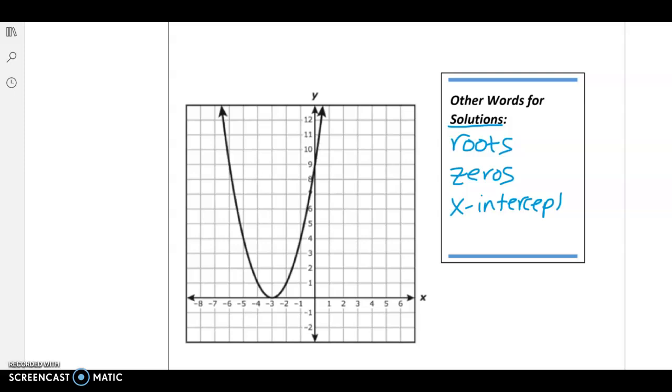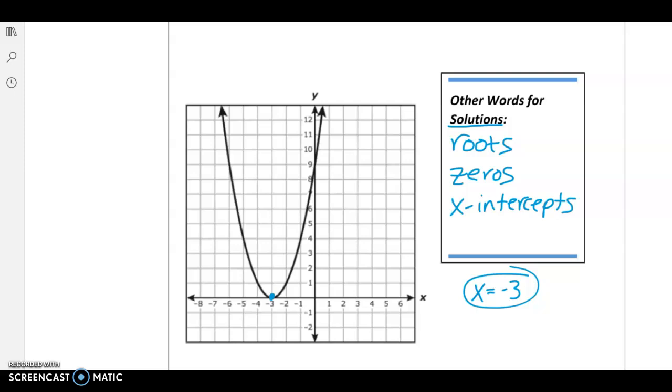Most of the time, quadratic graphs have 2 x-intercepts, but like you can see here, one of the x-intercepts is just -3. This one only has 1 x-intercept. It only touches the x-axis 1 time. Most of the time you will have 2, but occasionally you might have 1. Or it may not touch the x-axis at all. That's always a possibility.